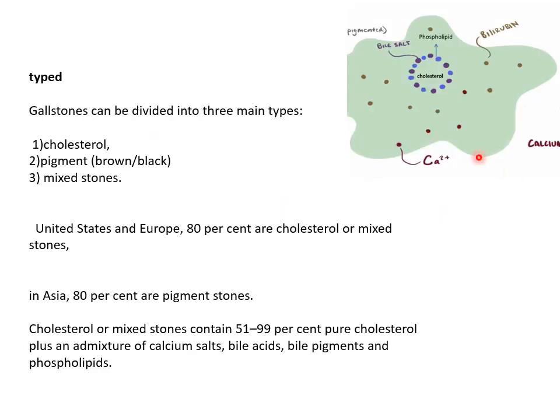What are the types? They can be divided into cholesterol, pigment, and mixed stones. Let's talk about cholesterol. In 80% in Europe, the West, it is cholesterol or mixed, and in the Asian population, it is pigment stones. However, both of them will contain cholesterol. Depending on whether they are pigmented or pure cholesterol, the proportion of cholesterol will go up.